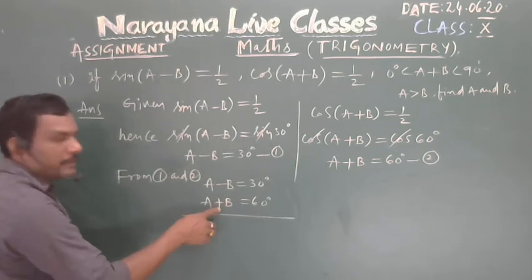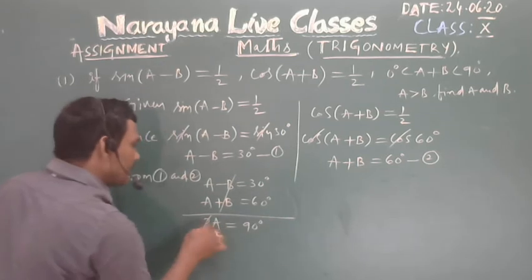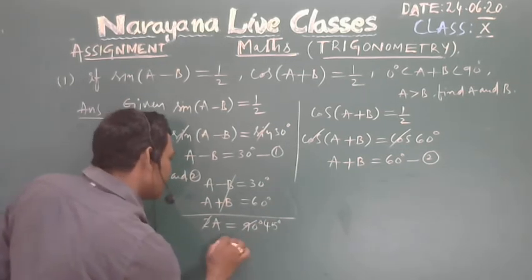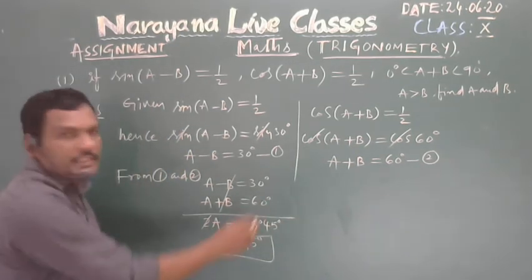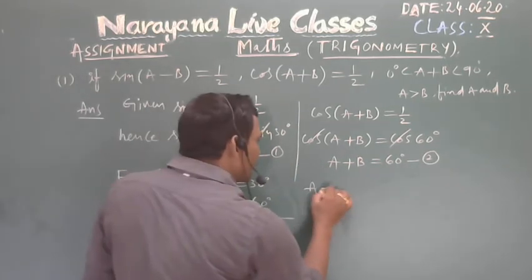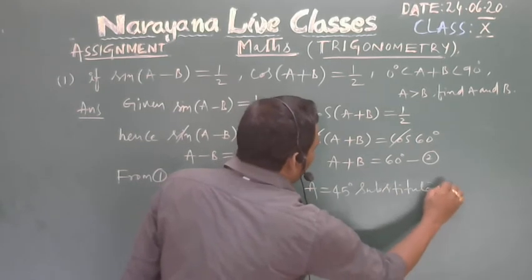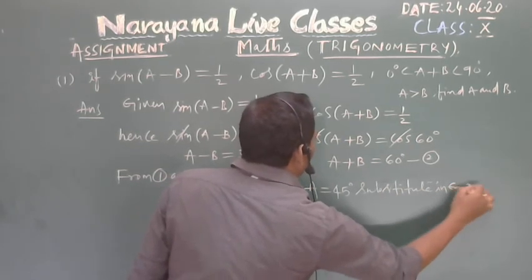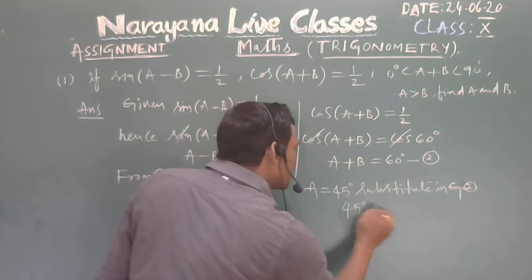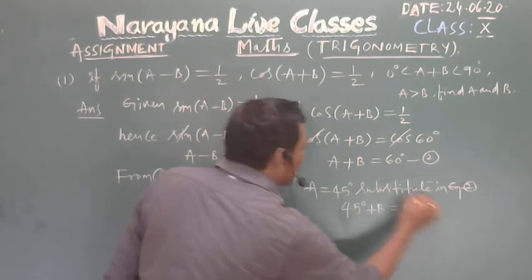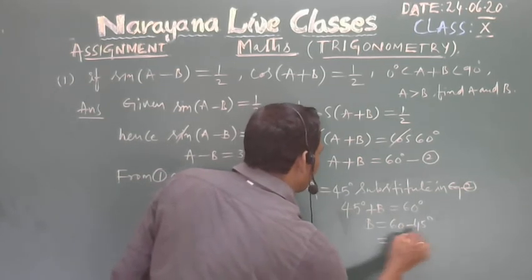A minus b equals 30 degrees, a plus b equals 60 degrees. Now here minus b and plus b both cancel. A plus a, 2a, is equal to 90 degrees, so a equals 45 degrees. Substituting a equal to 45 degrees in equation number 2: 45 plus b is equal to 60 degrees, b is equal to 60 minus 45, equal to 15 degrees.